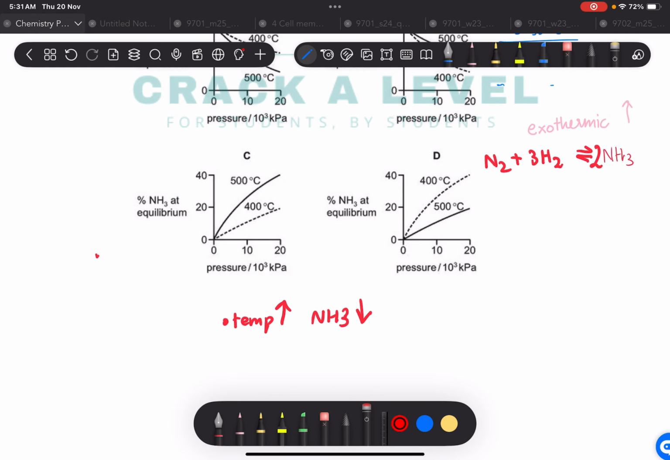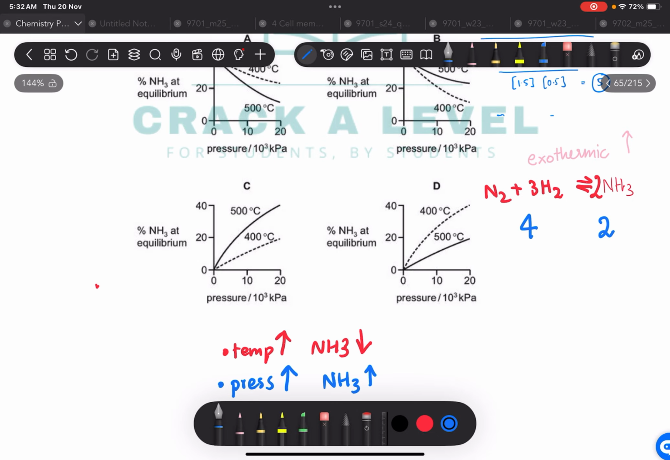The second thing, we have a total of 4 moles here and a total of 2 moles here. So if we increase the pressure, equilibrium will favor the side with fewer moles, because equilibrium always favors the side with fewer moles when increasing pressure, and when you decrease the pressure, equilibrium moves towards the side that has more moles. Increasing the pressure will increase NH3 at equilibrium.